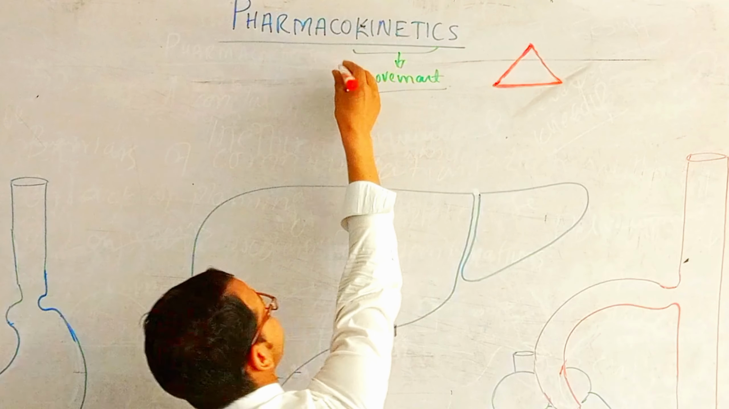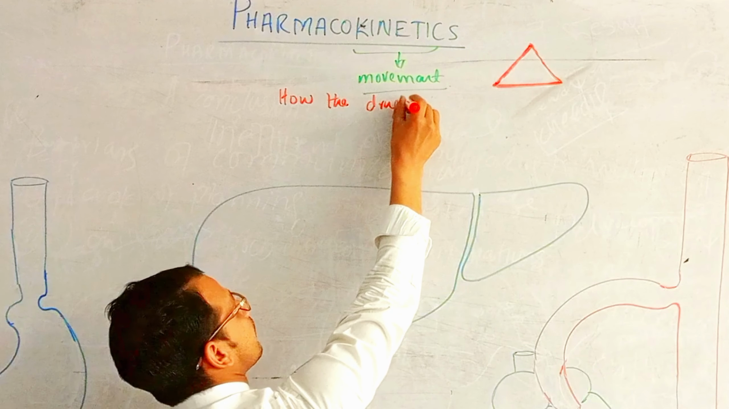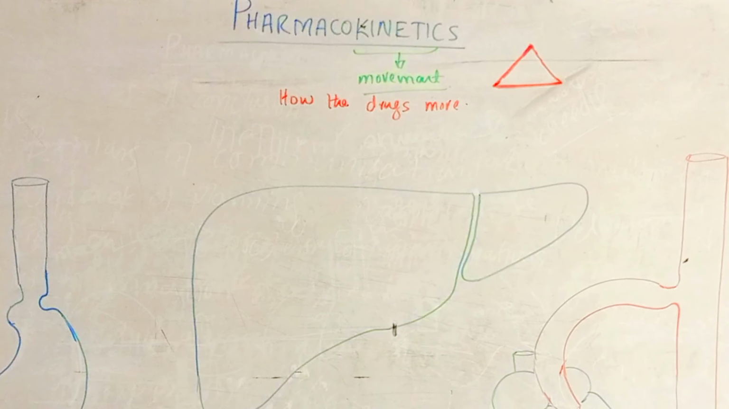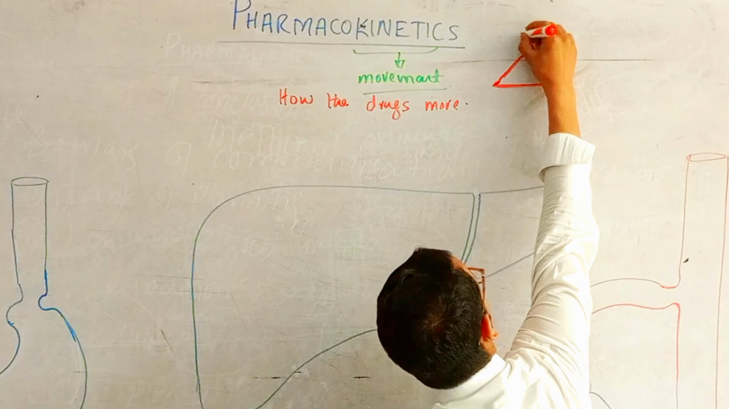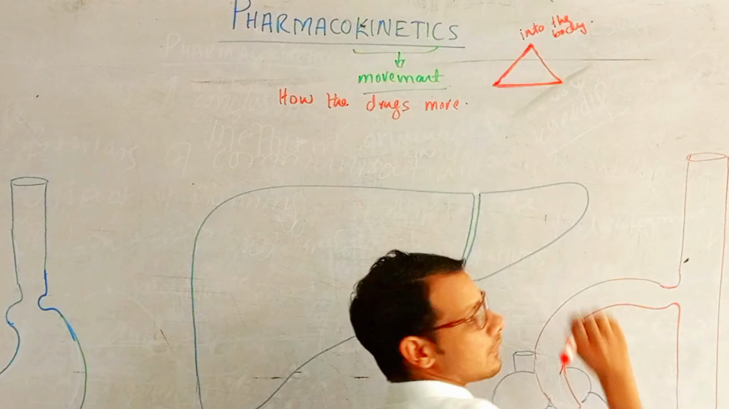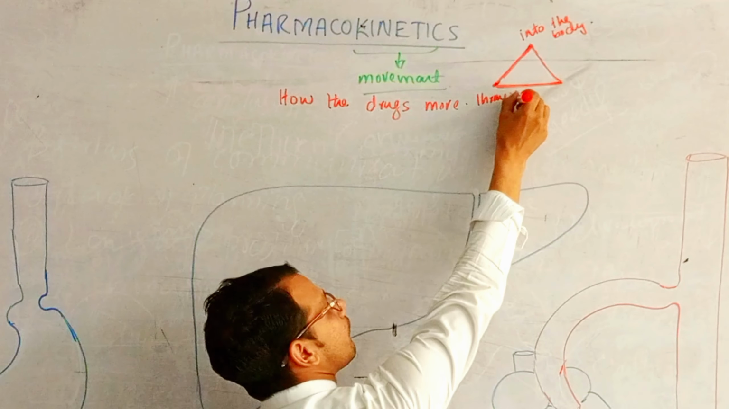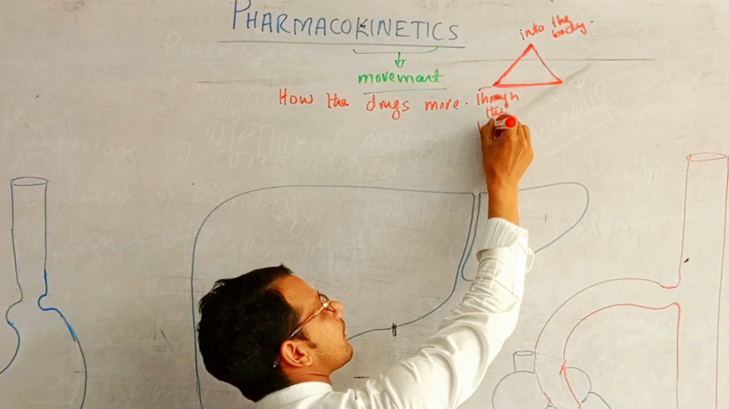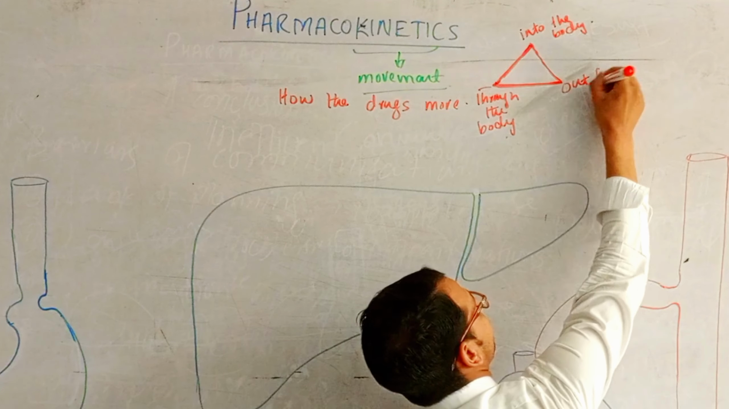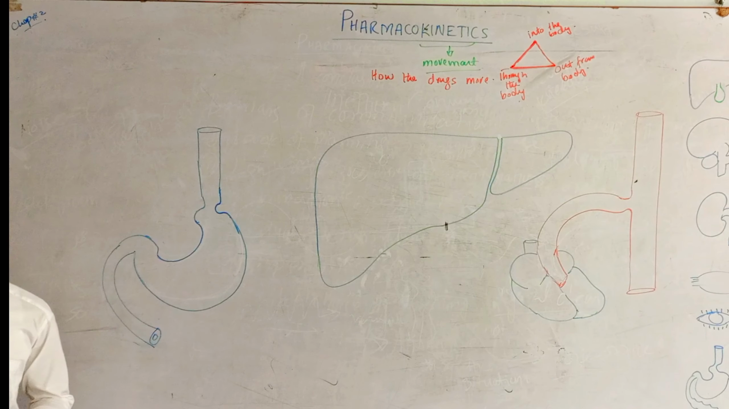How the drugs move, right? How the drugs move into the body. First parameter, into the body. Second, through the body. And third, out from body. Three parameters are important in pharmacokinetics.